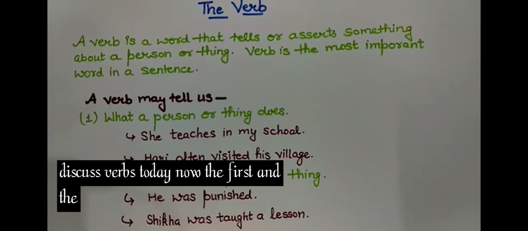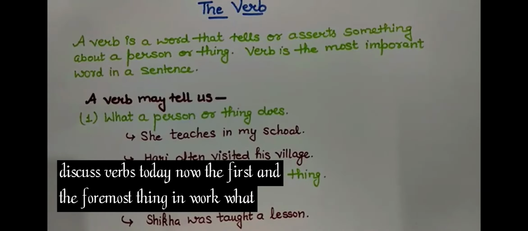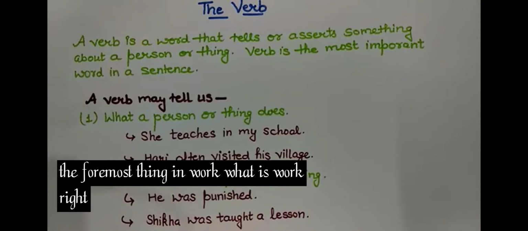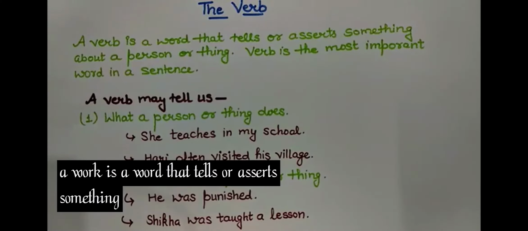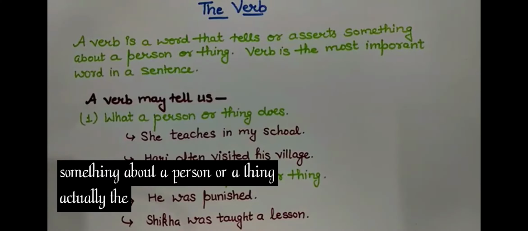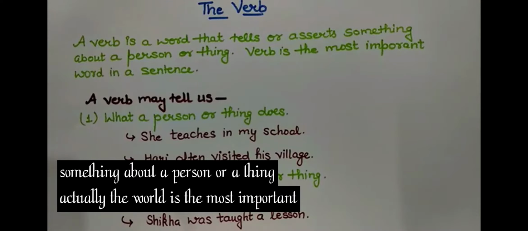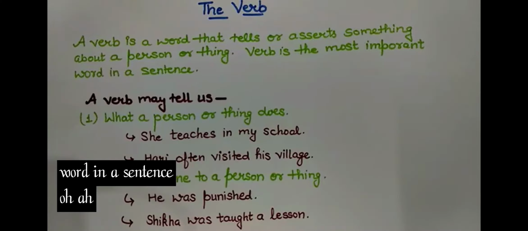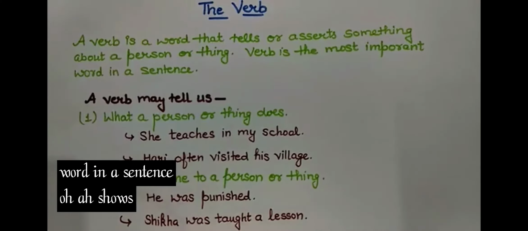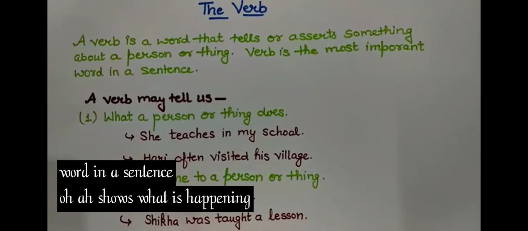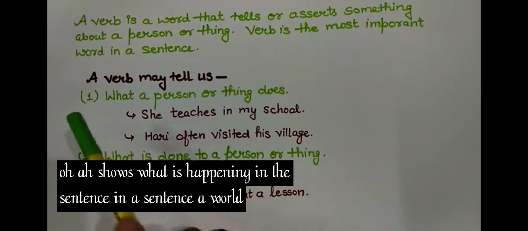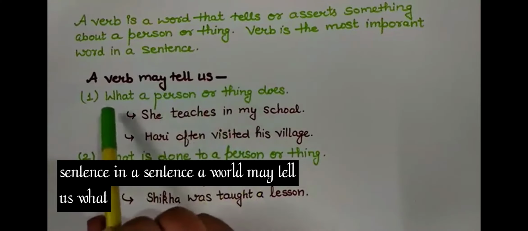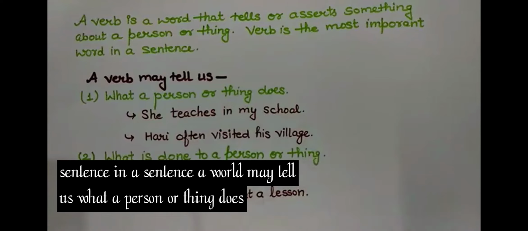Now the first and foremost thing: what is a verb? A verb is a word that tells or asserts something about a person or a thing. Actually, the verb is the most important word in a sentence. A verb shows what is happening in the sentence. In a sentence, a verb may tell us what a person or thing does.